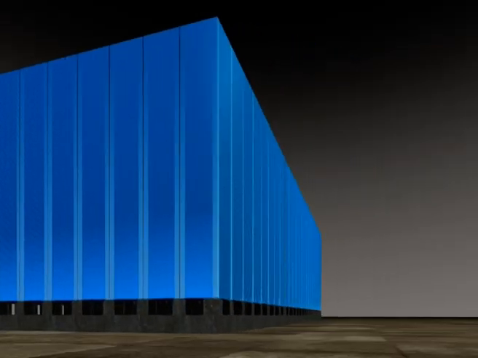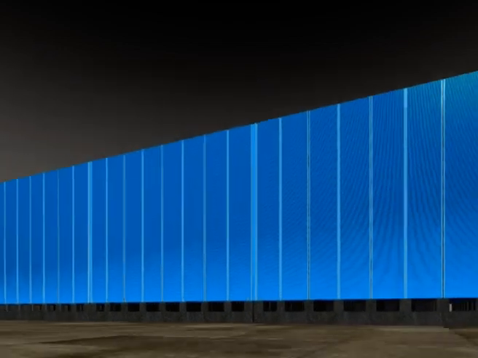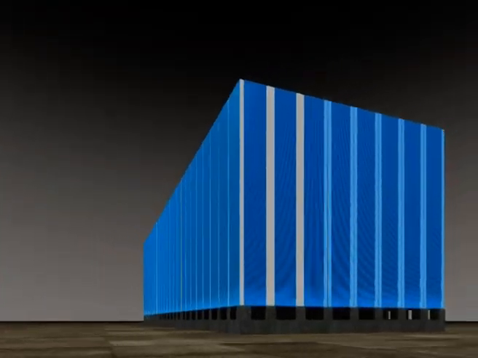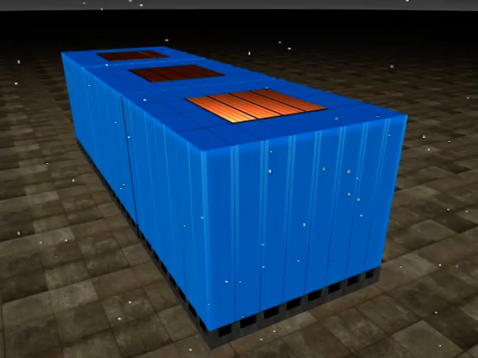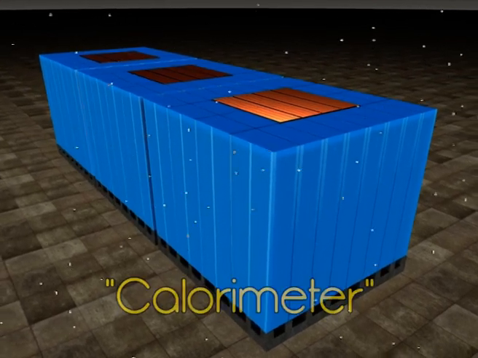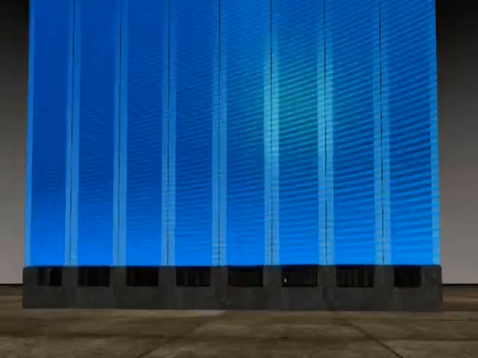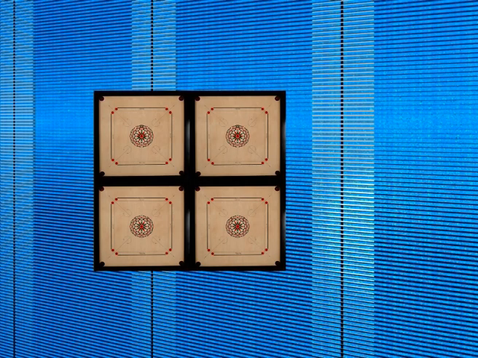One purpose of such a large quantity of iron is to offer densely packed iron atoms in the path of neutrinos and other particles. The detector can measure the energy of the particles, hence the name calorimeter. Over 30,000 RPCs will be used in this detector. The size of the RPCs would be similar to 4 carom boards placed in a square fashion.